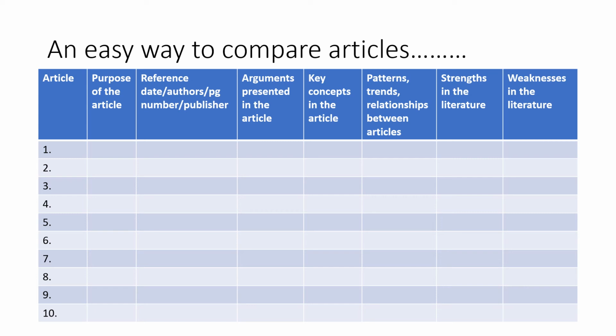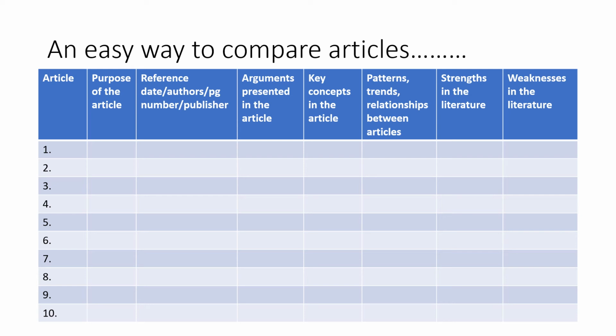Go through and note down the argument. What's the key argument from each of those 10 peer-reviewed sources? And you can just jot those down in that column there. Do it again for the key concept. So each time you go through those 10 articles, write down a key concept or key concepts from each of those 10 articles, and that way they're all there. You can compare it a lot easier.